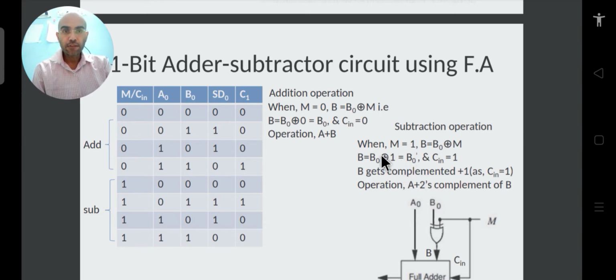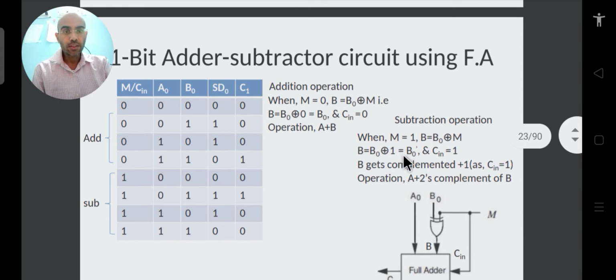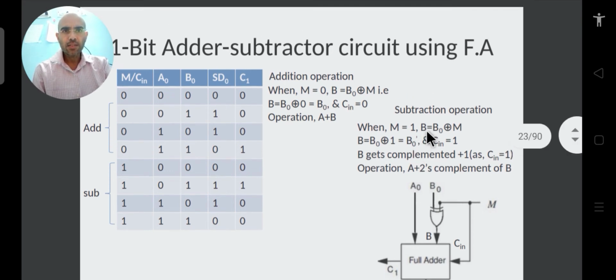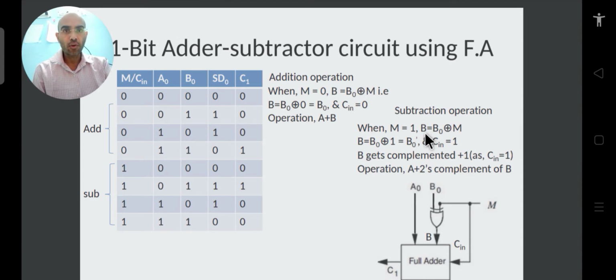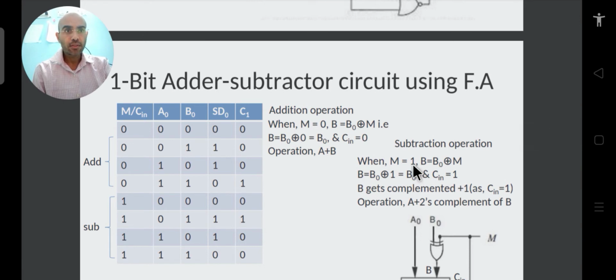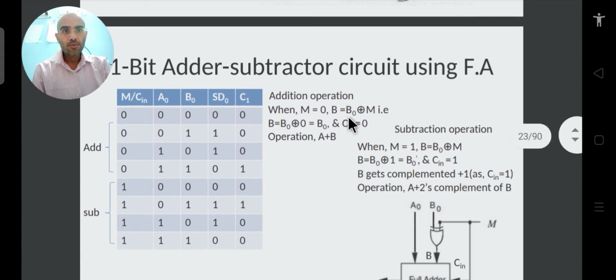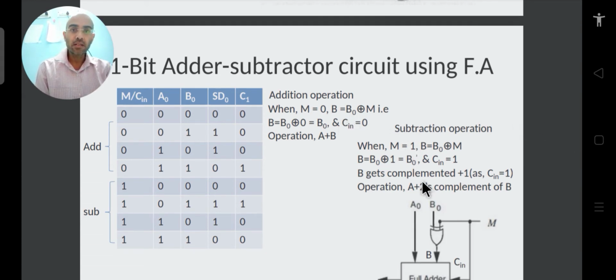So continuing from there, let us now see a single circuit in which we can perform not only addition but also subtraction. We will implement this first for 1 bit operation, and later we will see it for multiple bits as well. Let's suppose we want to make a circuit which can perform two important basic operations: the addition operation as well as the subtraction operation.